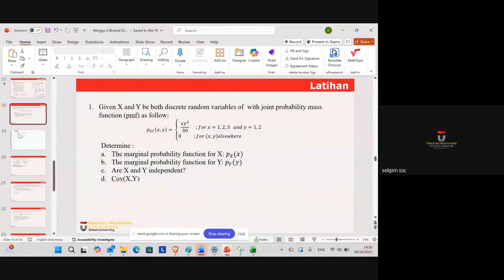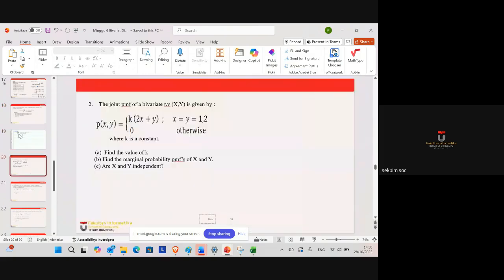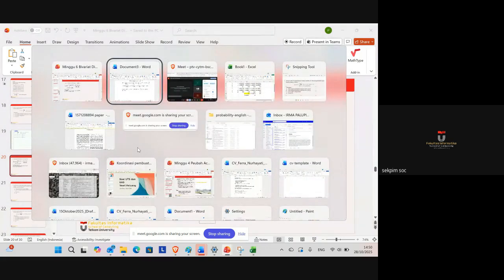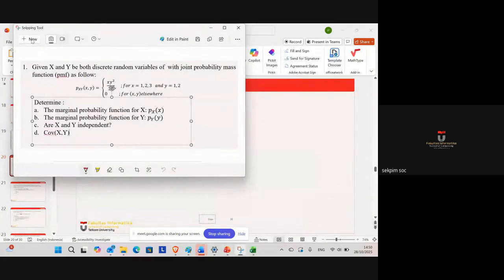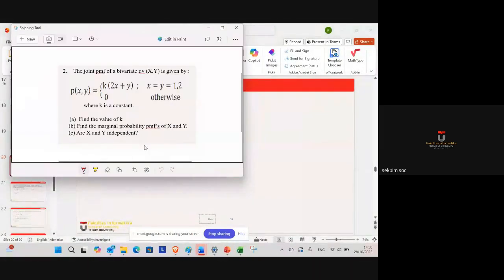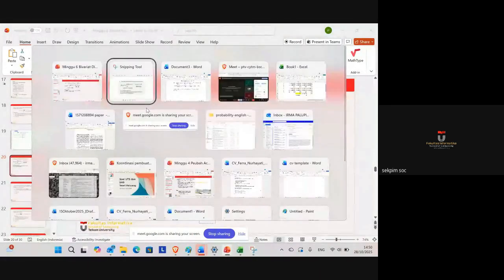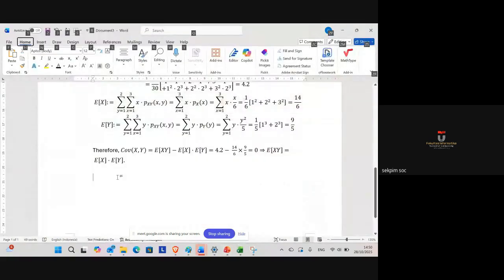Maybe we have 50 minutes left. Okay, the next one is this one. Please try to solve the exercise as many as you can.